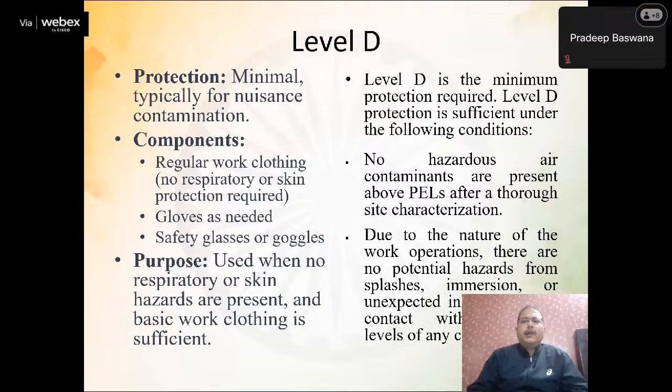Level D is the minimum protection required. Level D protection is sufficient under the following conditions. First condition, no hazardous air contaminants are present above permissible exposure limits after a thorough site characterization, and due to the nature of the work operations, there are no potential hazards from splashes, immersions, or unexpected inhalation or contact with hazardous levels of chemicals. So it is a very low level where we generally know the nature of the chemical, how it will propagate, and what the effect on the workers will be. So this type of level is being utilized.